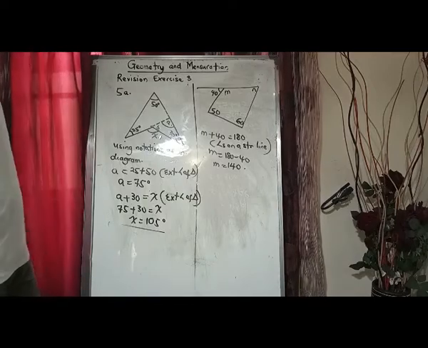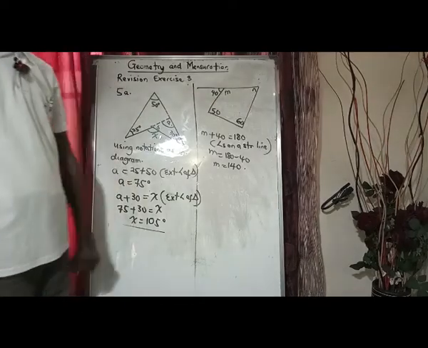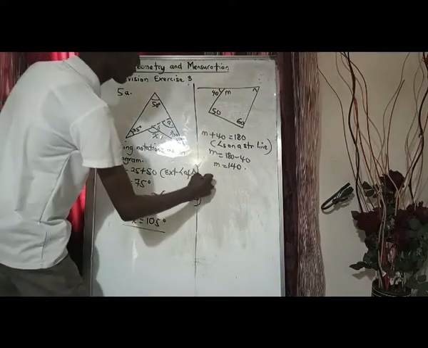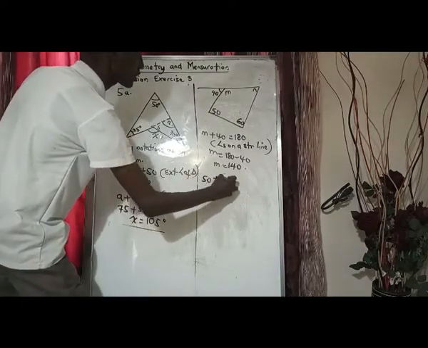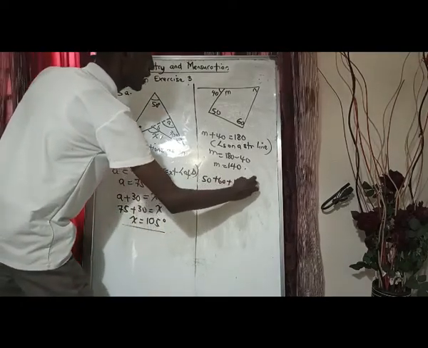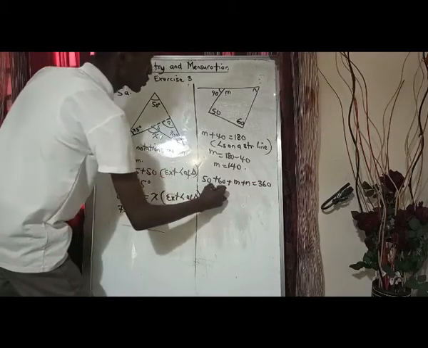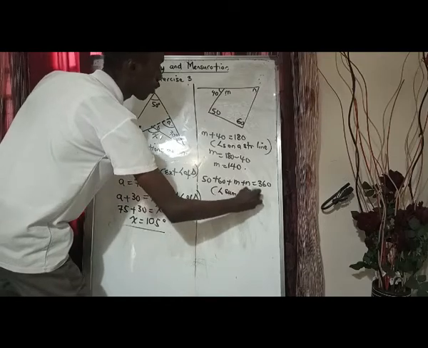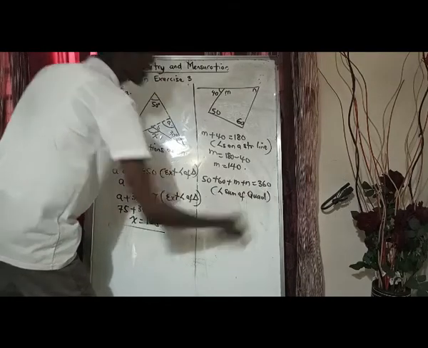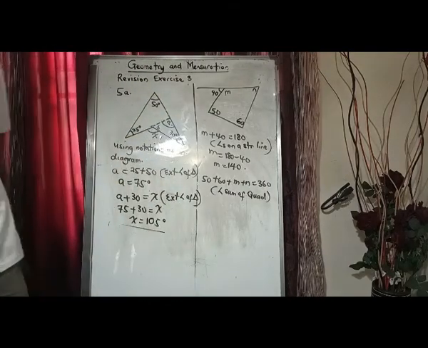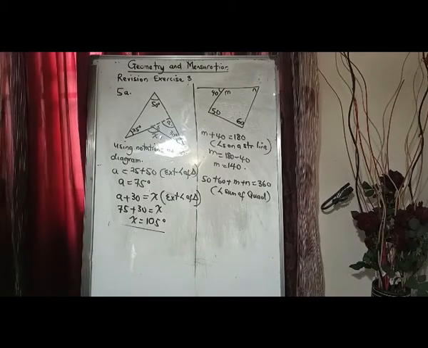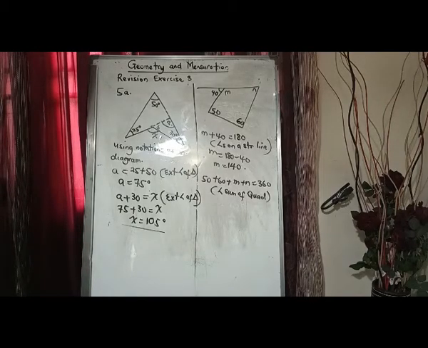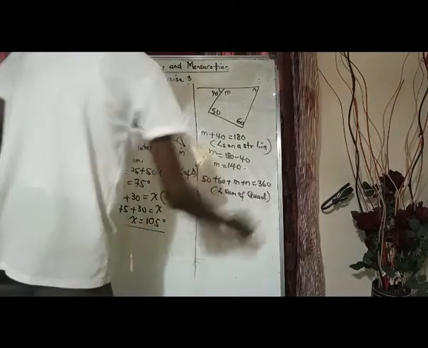All right, now how do we get N? We know that 50 plus 60 plus M plus N will be equal to 360 degrees. So that is what is called the angle sum of a quad. A quadrilateral or a four-sided figure is denoted by the short term quad. Quad is a short form of writing quadrilaterals.